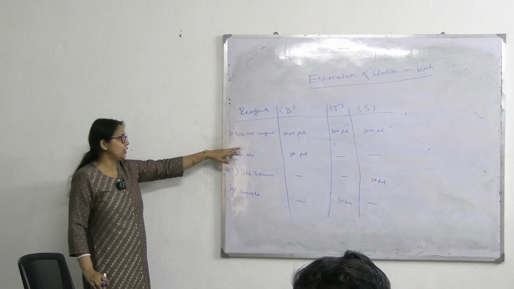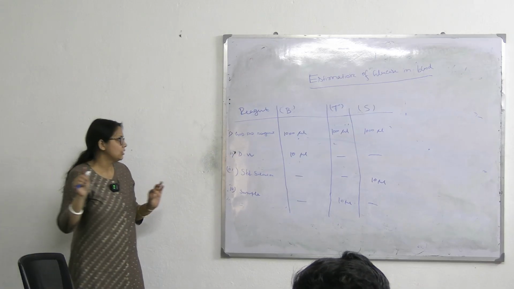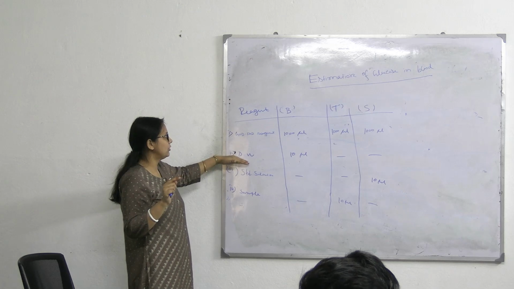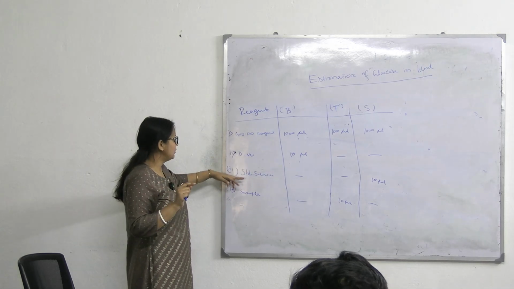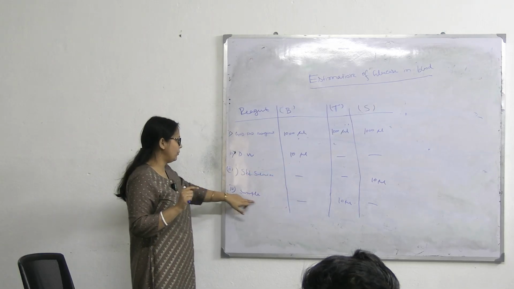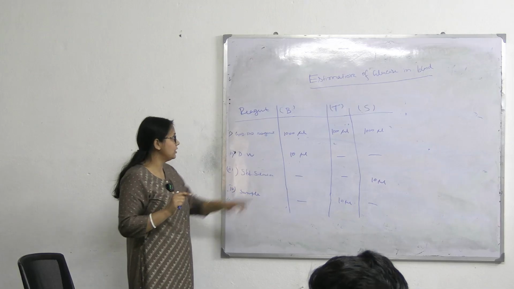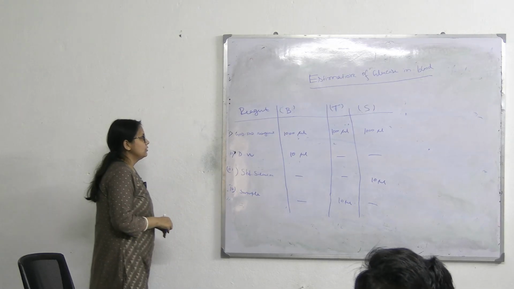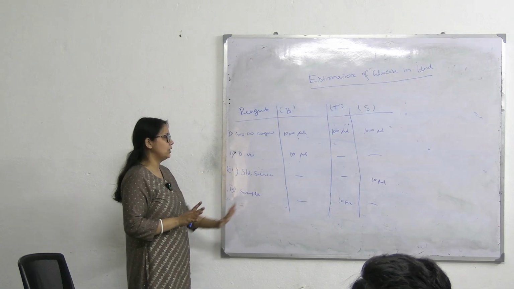Understood? You have to take glucose oxidase peroxidase reagent in all the 3 test tubes. Then you have to add distilled water only in the blank test tube, standard solution in the S test tube, and sample in the test tube. So you have to add the reagent and the sample according to the column.